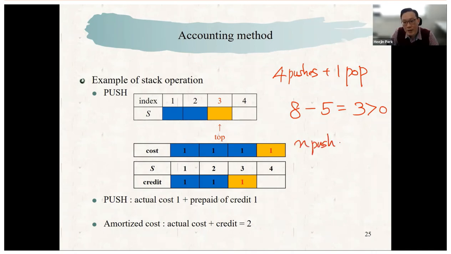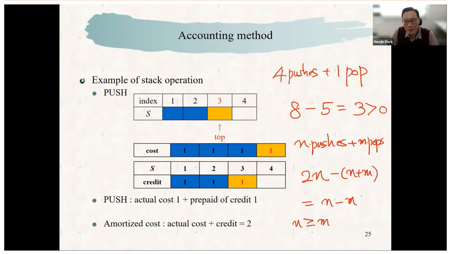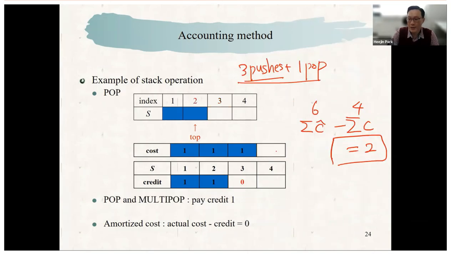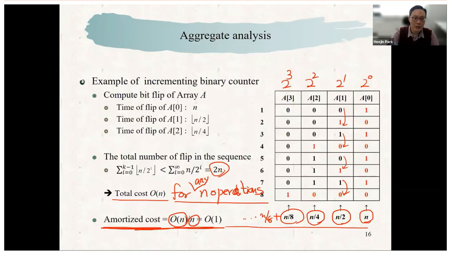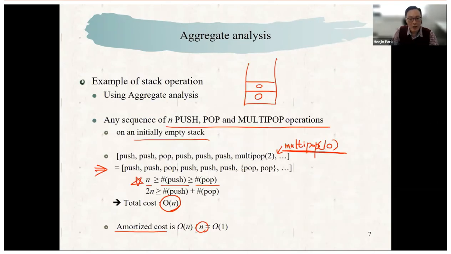n pushes plus m pops. Then the amortized cost is 2n. The actual cost is n plus m. So the credit is n minus m. So if n is bigger than or equal to m, it is always 0 or more. Why is n bigger than or equal to m? Because, as we observe here, at any time, the number of pop operations performed cannot exceed the number of push operations performed.